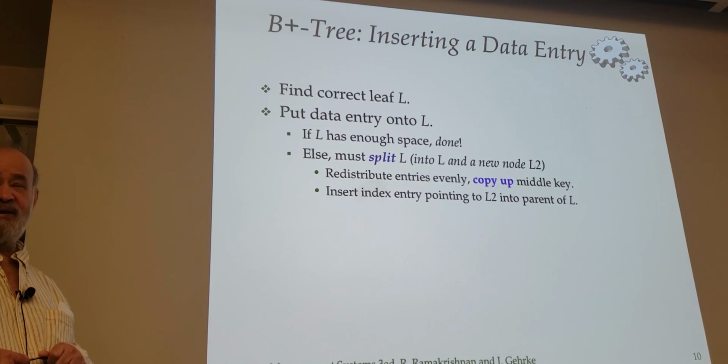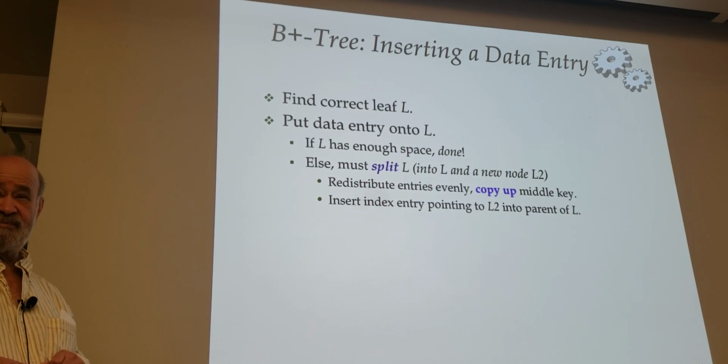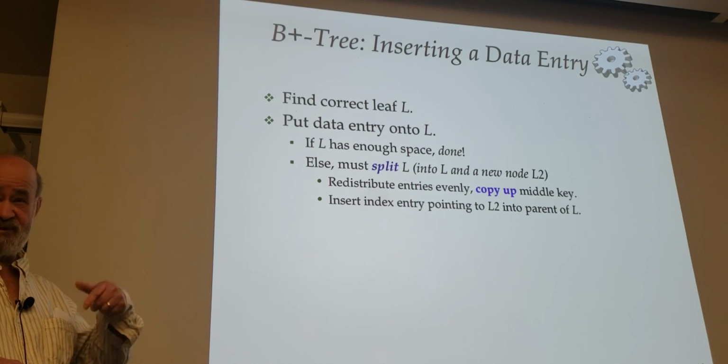Now you're done, right? Maybe, maybe not. If you're putting a new traffic cop in the parent, then the parent has to have room to accommodate a new traffic cop. Maybe it does, and maybe it doesn't. Because the parent could be full too. The parent is inheriting the problems of the kids.